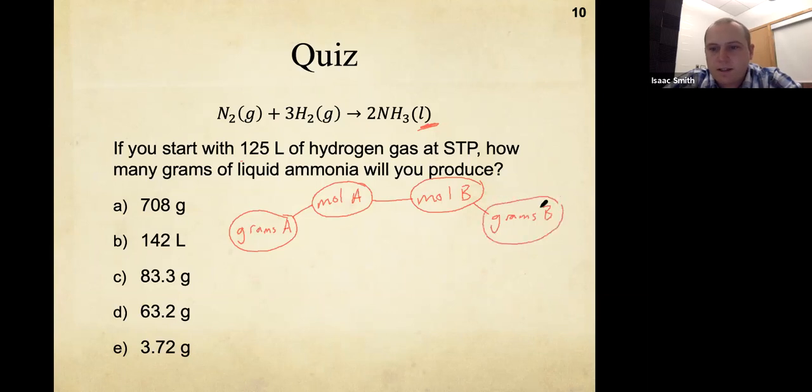Okay, well, if I add another piece to it, I could go from the volume of A directly to moles of A. If it's at STP, then all I need for this is a molar volume, that we talked about. Okay, and then from moles of B, you could go to volume of B.